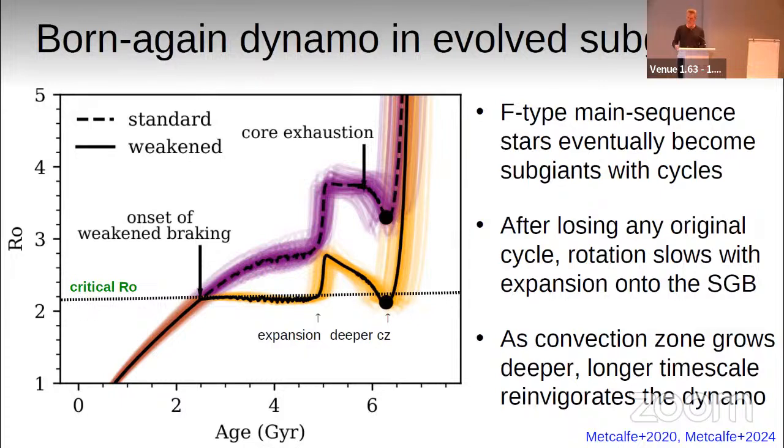Okay, so those are the 4 clues that I would like to see more people try to reproduce with dynamo simulations. These are great constraints for models.